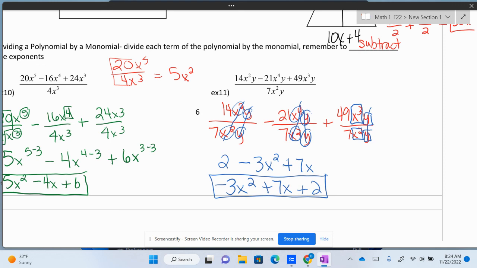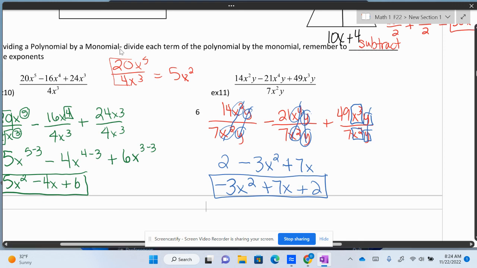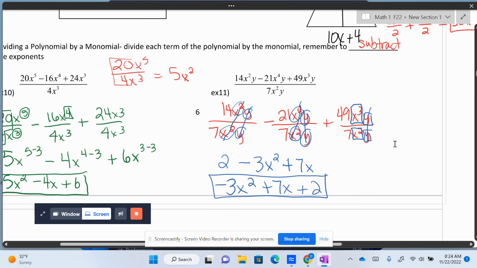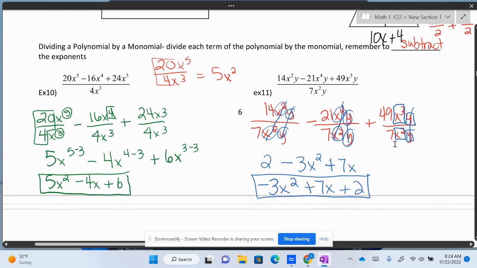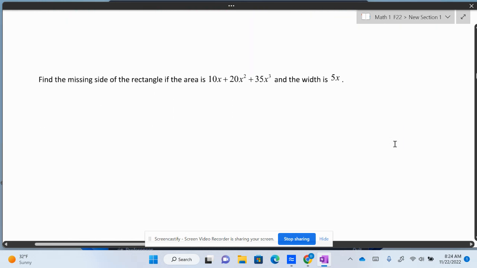We have one lone word problem on a whole piece of paper. Does everybody have this? Are we good? Okay. So this is our last question.